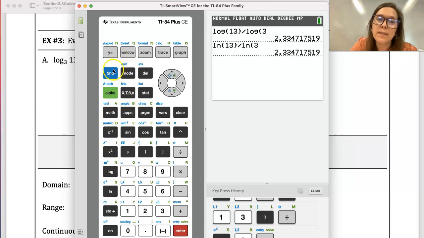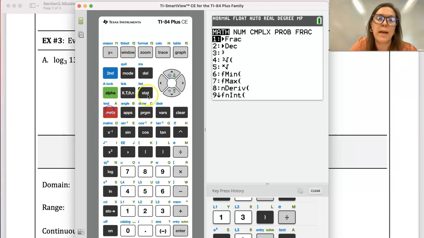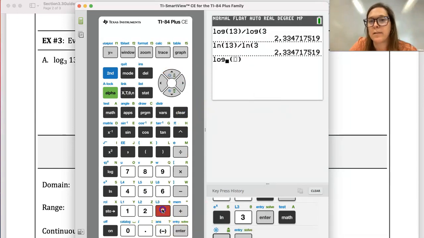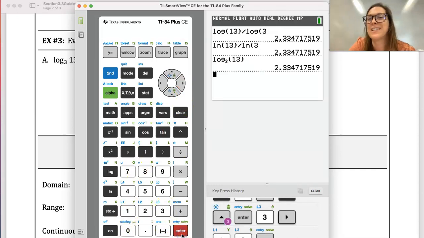Now, if you do have a fancy calculator, and you go to math, I have to remember where it is. Yeah, down here at the bottom. I have a log base option on my calculator. You might want to see if yours does. And then you just put it in there, log base 3 of 13. It's the cheat way for your calculator to do it for you.